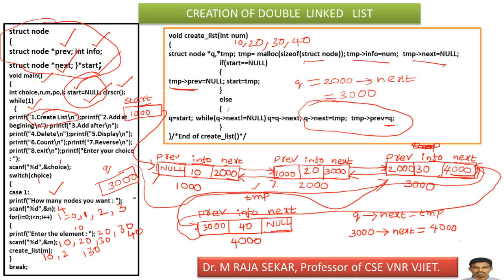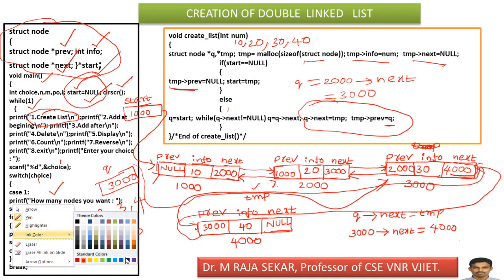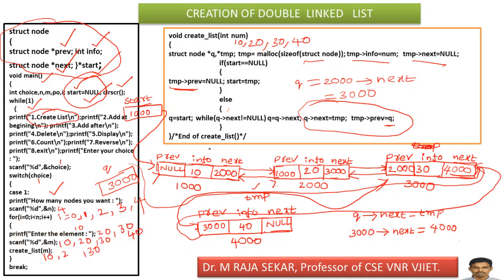You will go back, i becomes 4, 4 less than 4, false, the for loop is terminated, break means you will come out of this particular switch statement. Means here we created a double linked list with how many nodes? We created here a double linked list with 4 nodes, in which in the first node we stored number 10, in the second node we store number 20, in the third node we store number 30, in the fourth node we store number 40.